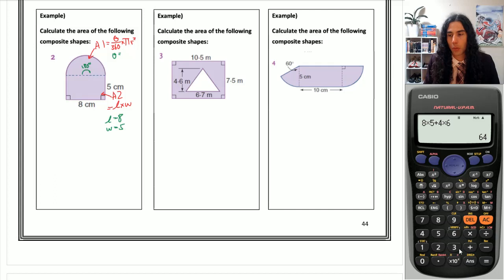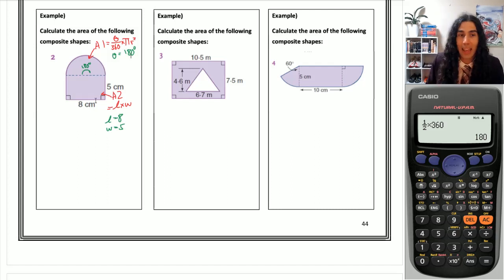So if you do 360 divided by 2, 180. Or you say 1 over 2 times 360, if you forget. So that's 180. And what's the radius? Have they given us the radius? No, they've given us 8, which is all the way from one side to the other. If that's 8, we want the radius, which is just from there to there. Half of 8 is 4.